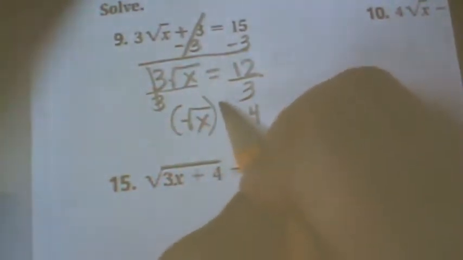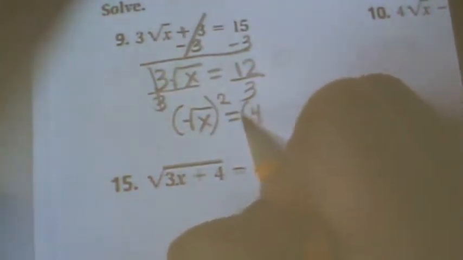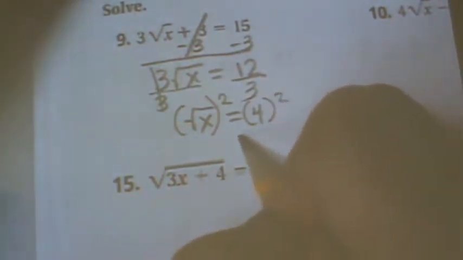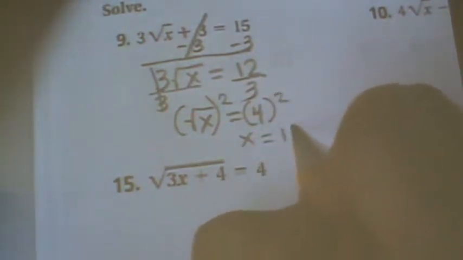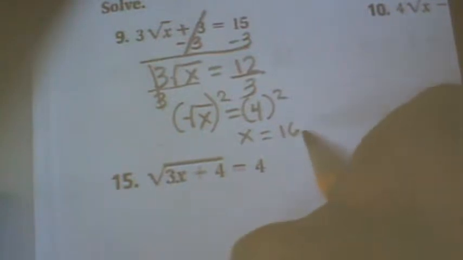Then what? Take the square root of x. Not the square root, you're going to square both sides. That's what I meant. And what do you get? 16. Does it work? The square root of 16 is 4, 4 times 3 is 12, and 12 plus 3 is 15.